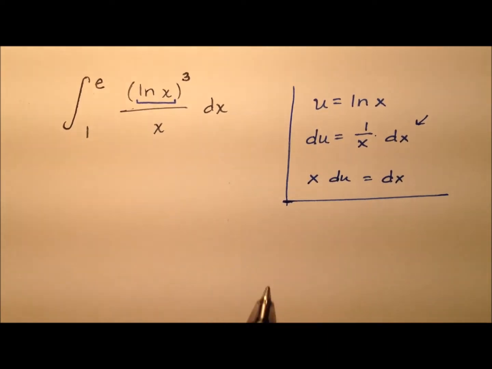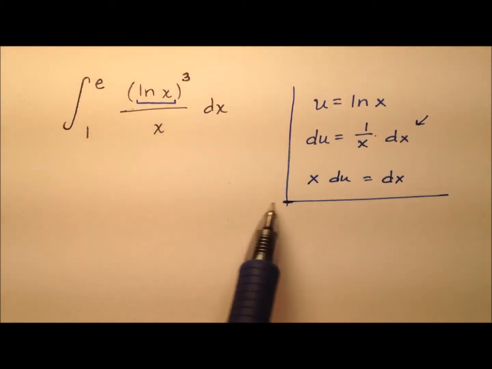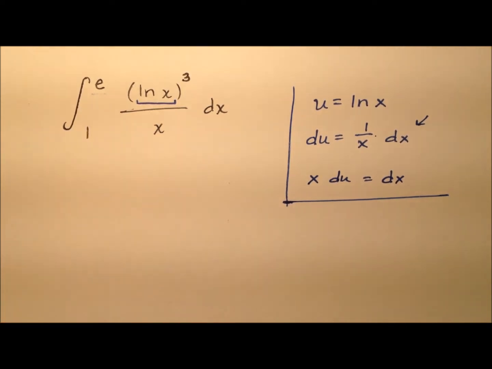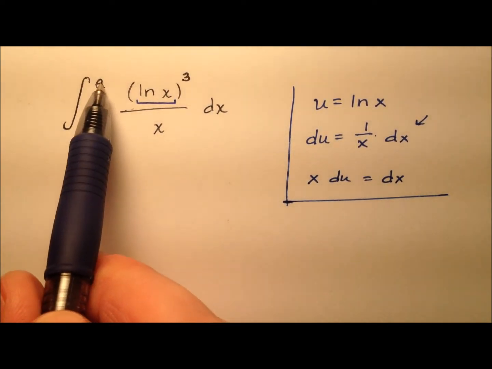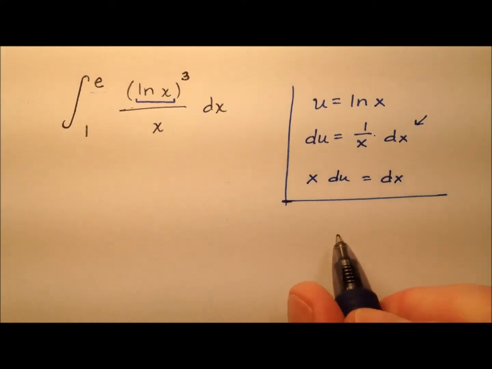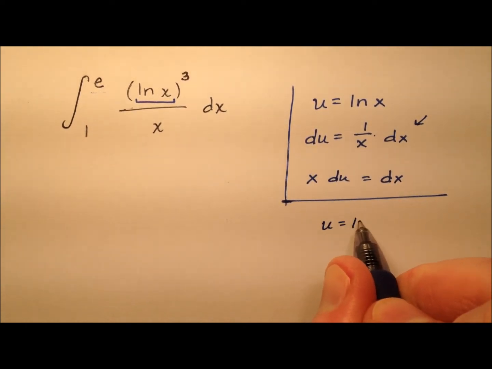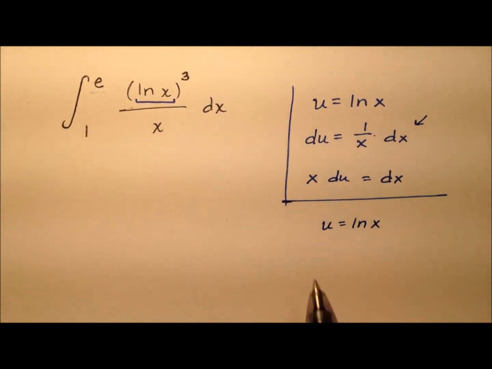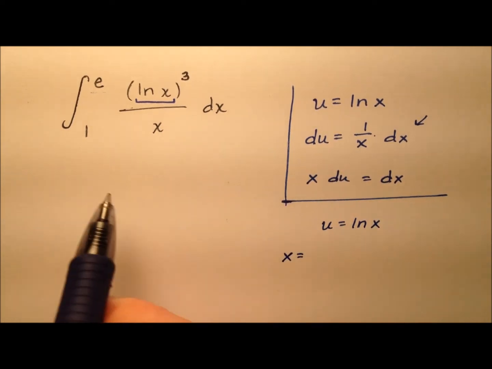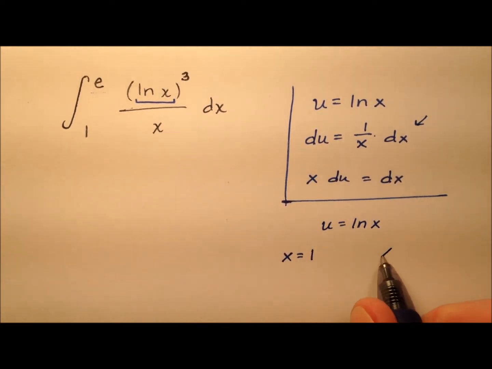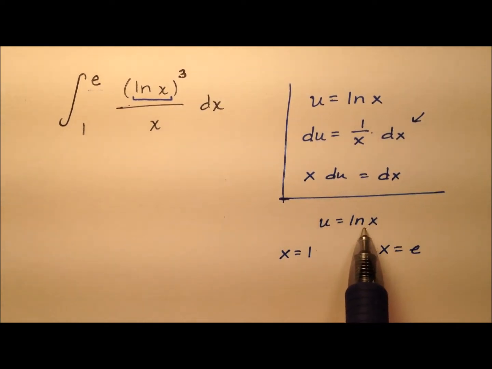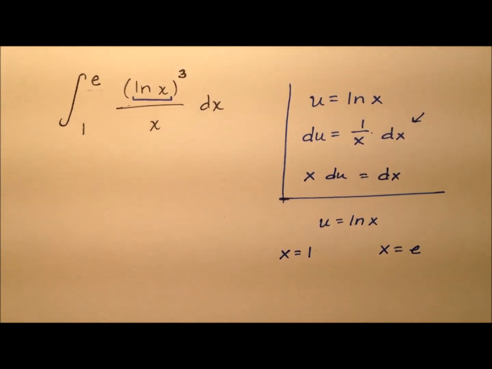Okay? Also, when we use a u-substitution with a definite integral, I also need to change these limits of integration. So if my u is going to be the natural log of x, I need to look at those limits of integration. The first one was 1, and the upper limit was e. So we need to go ahead and plug these in and see what the associated u value will be.